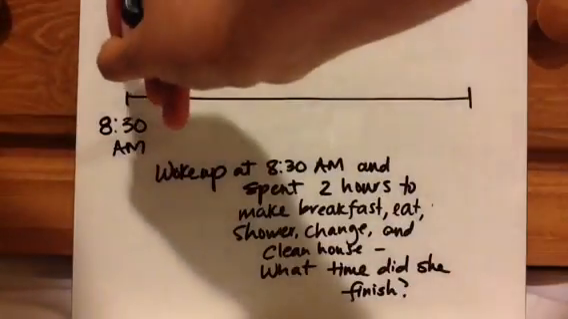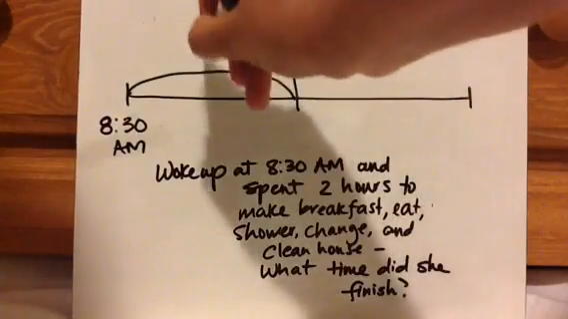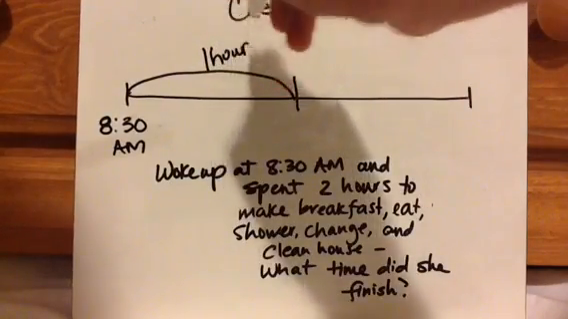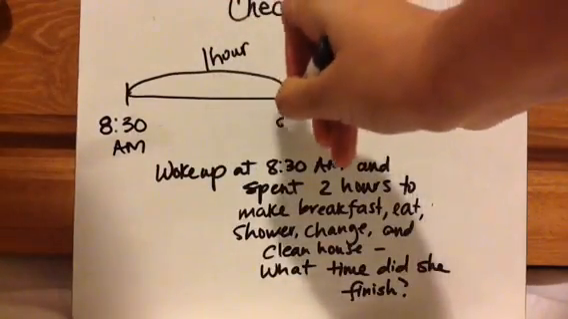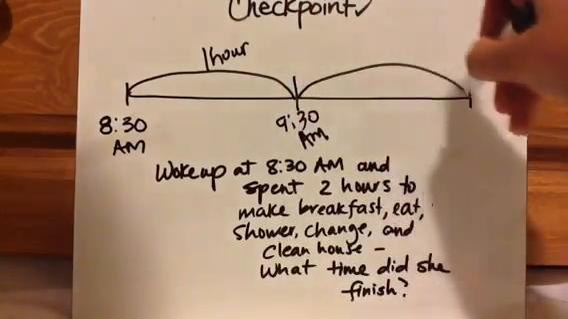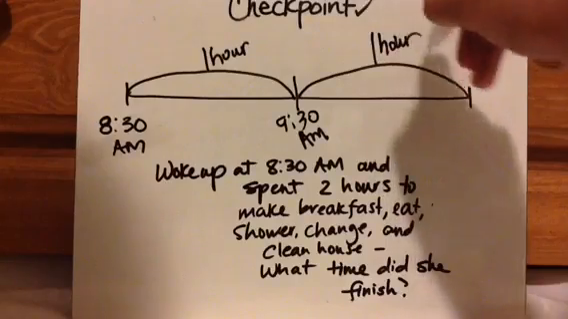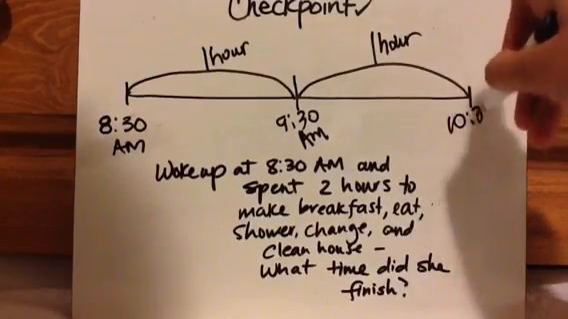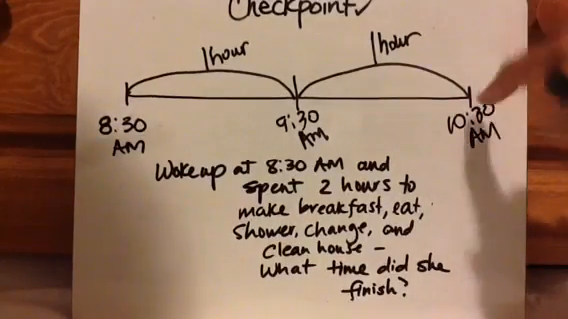So you want to add 2 hours. So 8:30 plus 1 hour, and I would document on here every time you draw an hour. It's now 9:30. And then 1 more hour. It's now 10:30. So that was easy.